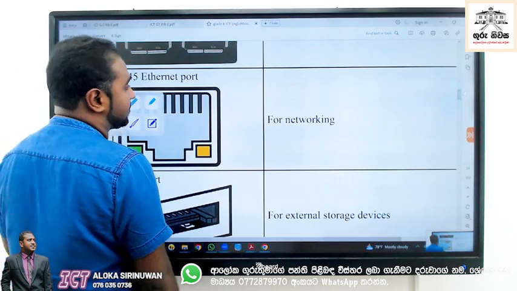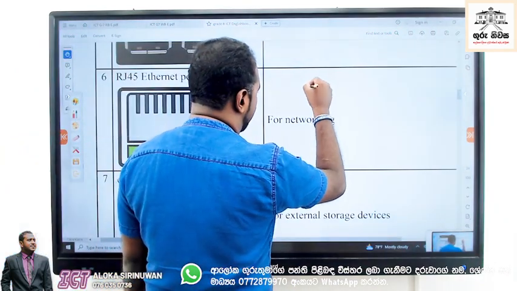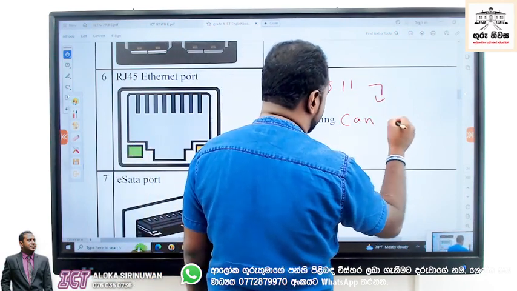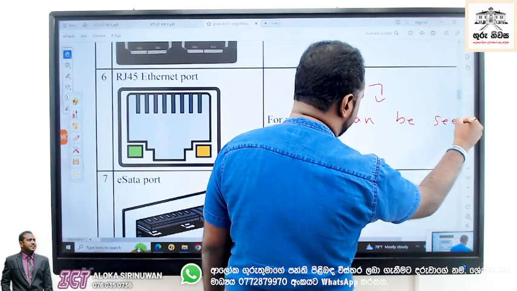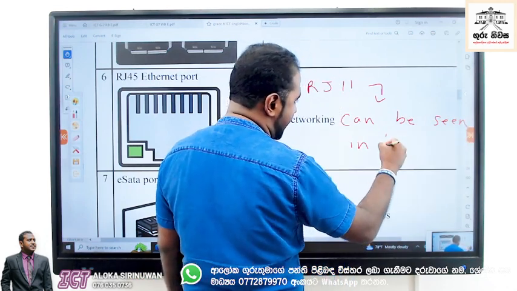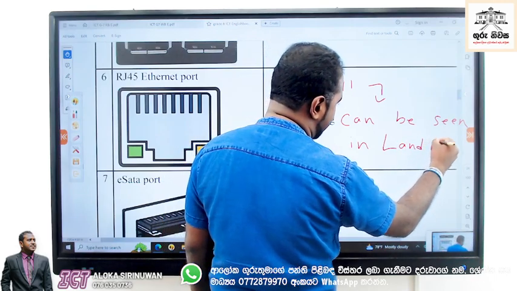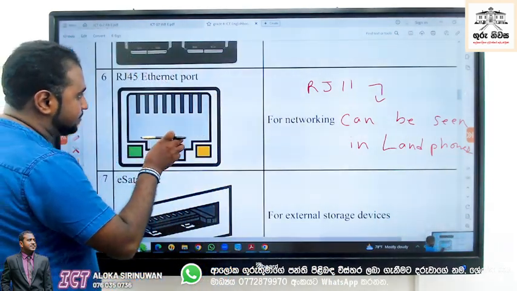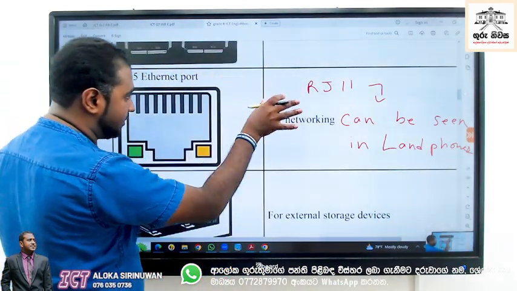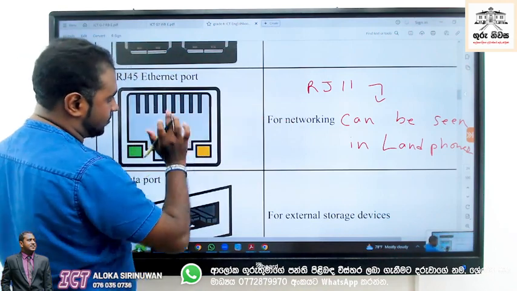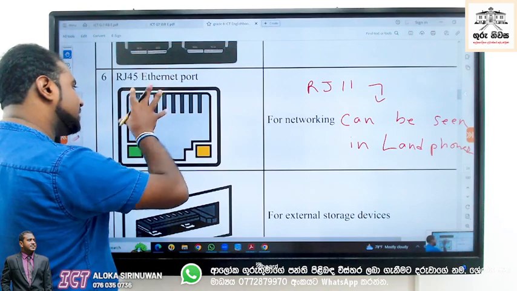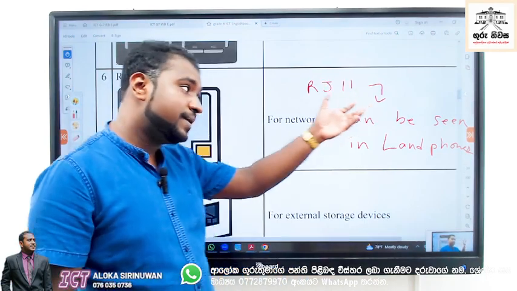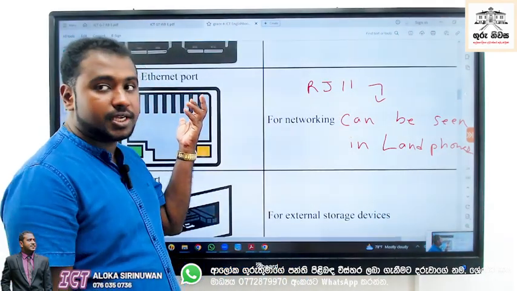You can see this in a telephone, right? This RJ11 port can be seen in a land phone, not a mobile phone. In your land phone you can see it. So the shape is the same in RJ45 and RJ11. The design is actually the same in both ports. But RJ45 is bigger, while RJ11 is not as big as the RJ45.